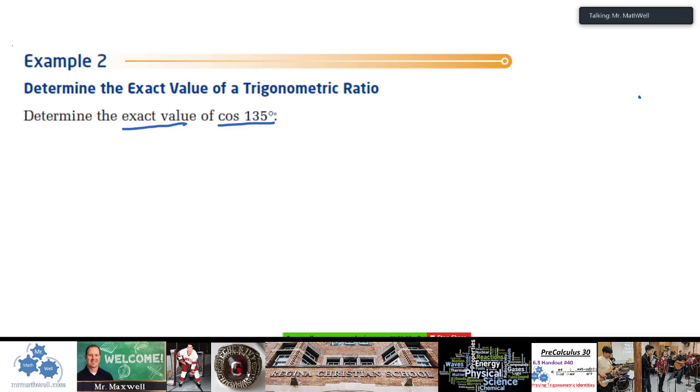An exact value is a fraction form, including the radicals or anything that might be in that. So we don't want to just plug this into our calculator. We also need to know what a reference angle is, and we need to refer to our special angle triangles. So no calculator required here. 135 is this angle right here: 90 plus 45 gives you 135. What is the reference angle for 135? That's really important to know.